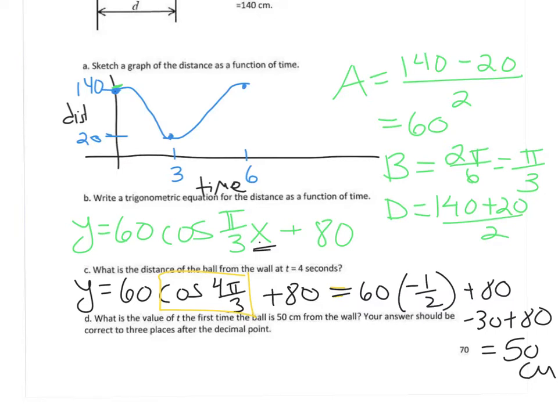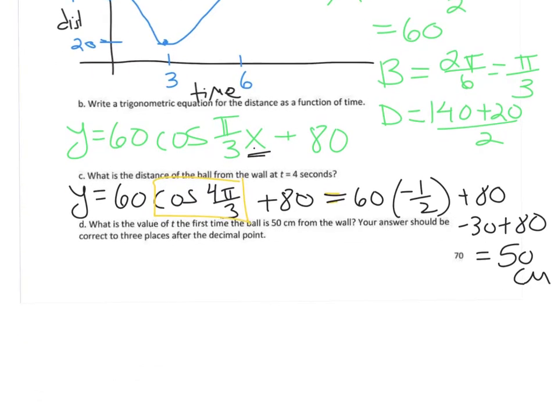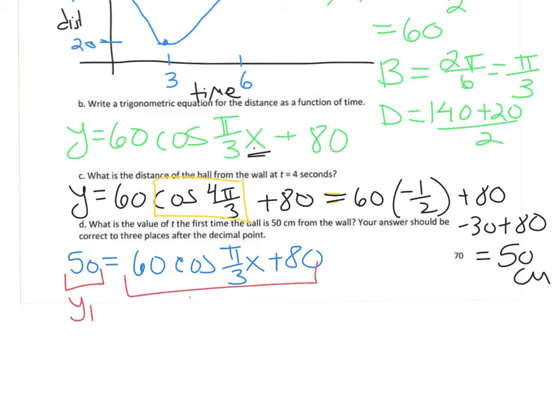So for D, we have to find the first time the ball is at 50 centimeters. So what we're going to do is set the equation equal to 50. And this would be a nicer one to use the calculator for. We're going to put 50 in y1 and the other equation in y2, or one of them in y1, the other in y2. It does not matter which.